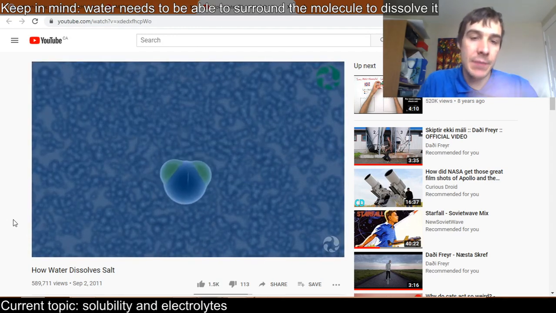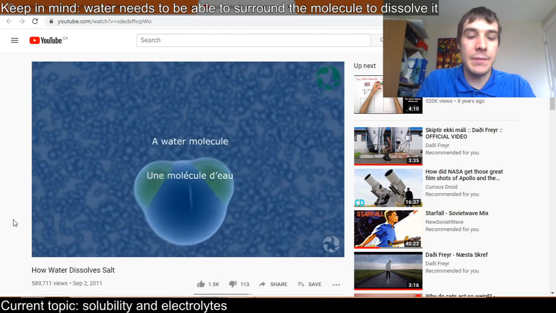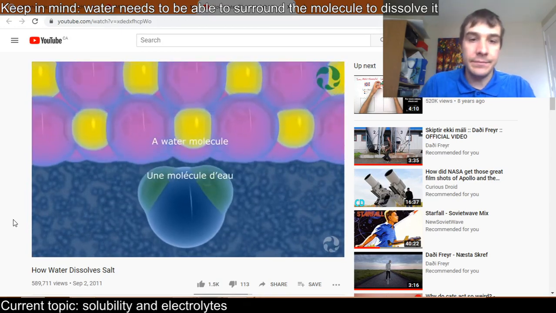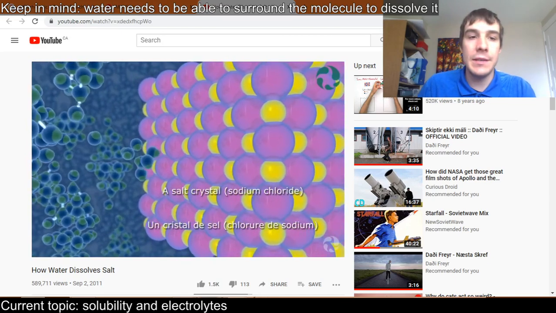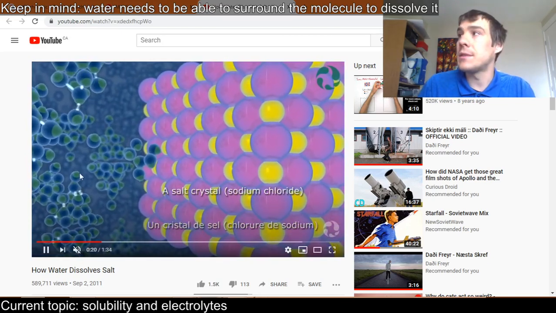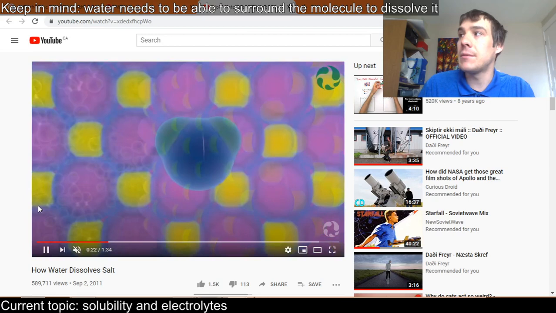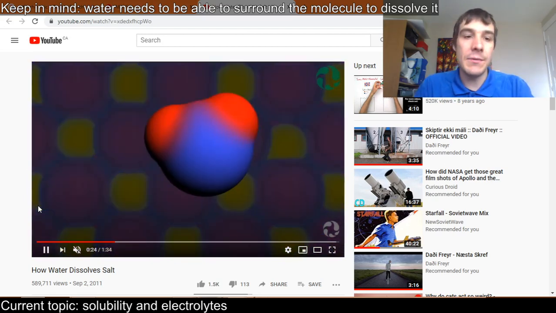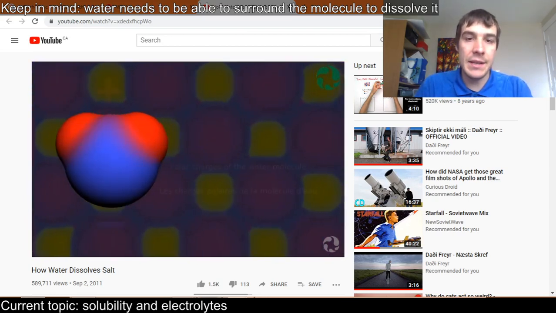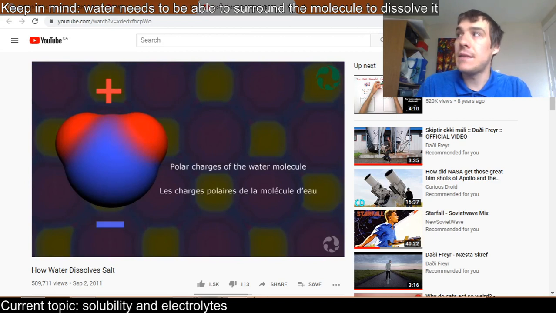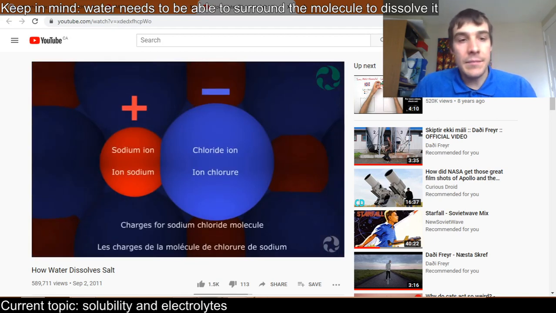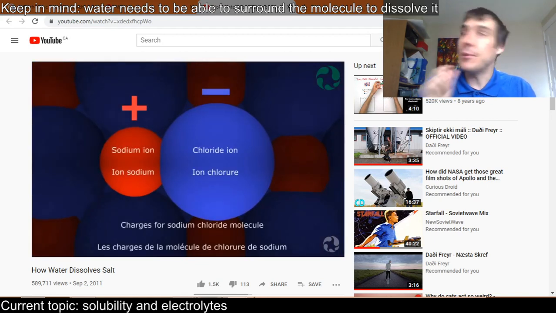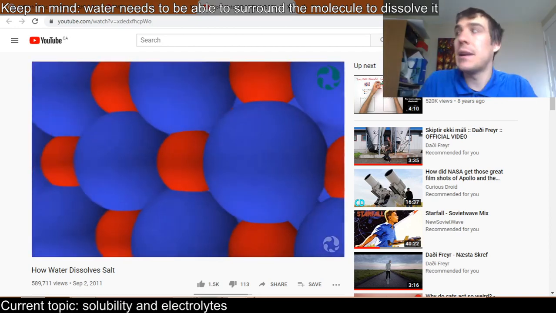So we see this water molecule. We've seen a bunch of different water molecules. There's a salt crystal there. So you see the bonding, the intermolecular forces between the different water molecules back here, which is kind of cool. They're going to zoom in on the water molecule. There's a positive side and a negative side. And here's the crystal, right? The positive and the negative. Remember that they're separate. They're just held together by electrostatic force.